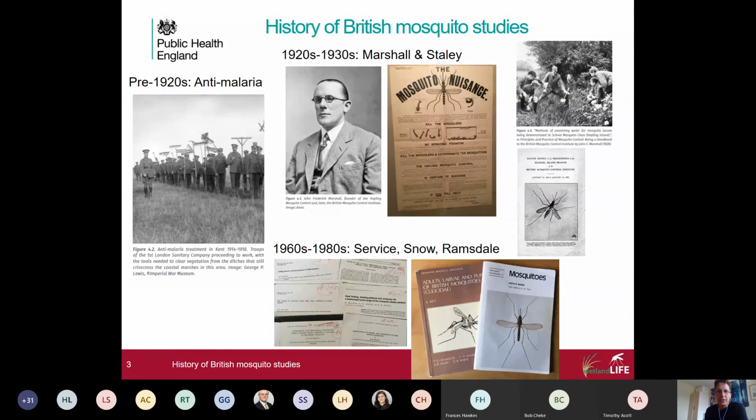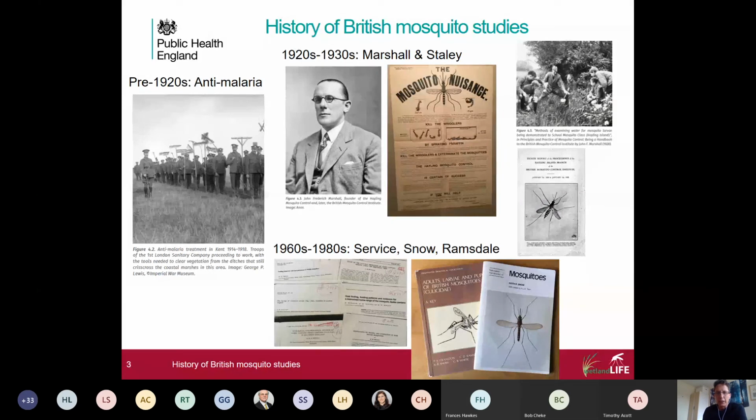In the 1920s and 1930s, great strides were made in understanding British mosquitoes by Marshall and Staley down on Hayling Island. John Marshall was wealthy, and he moved to Hayling Island and set up the Institute. And actually in 1938 published quite a tome on British mosquitoes, some really good entomological research, mostly focused on their biology rather than specifically on their ecology or the wetland habitats.